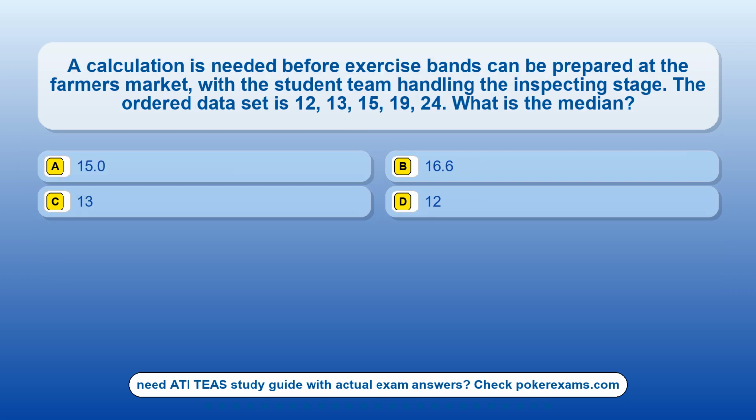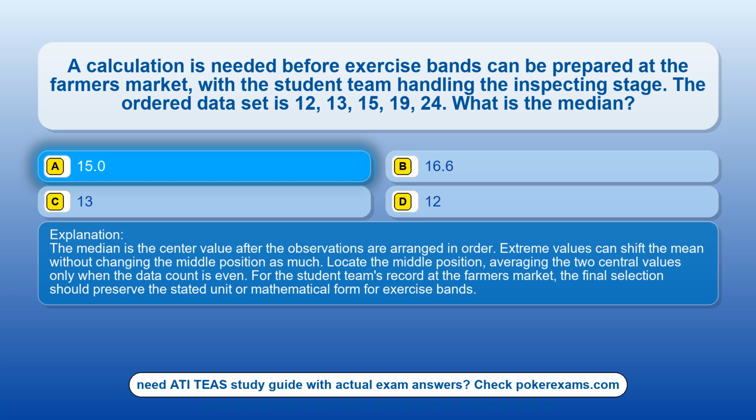Question 25. A calculation is needed before exercise bands can be prepared at the farmer's market, with the student team handling the inspecting stage. The ordered data set is 12, 13, 15, 19, 24. What is the median? Option A, 15.0. Option B, 16.6. Option C, 13. Option D, 12. The correct answer is option A, 15.0.